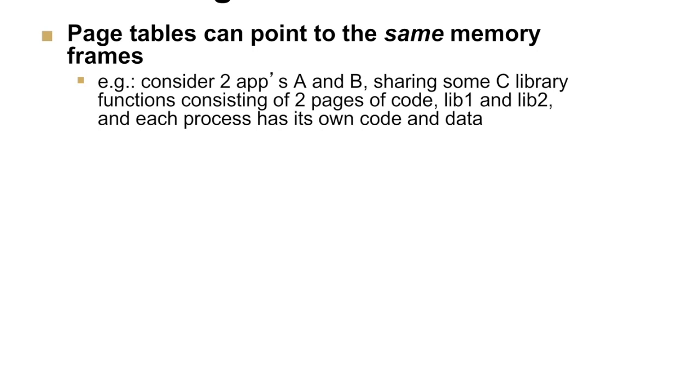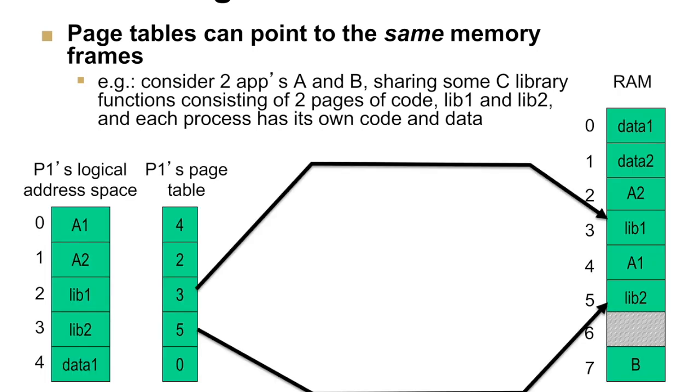Paging also allows us to do things with these shared pages. So how are we going to be able to store that information? Well, we can have a page table entry point to the same memory as another page table entry from another process. So consider two applications, A and B, and they're sharing some library. So it would look like this in P1's logical space. It would just say, we have A1, A2, and a shared library, 2 pages for the shared library, and then some data.